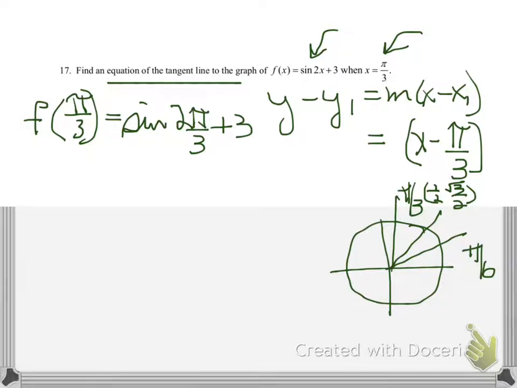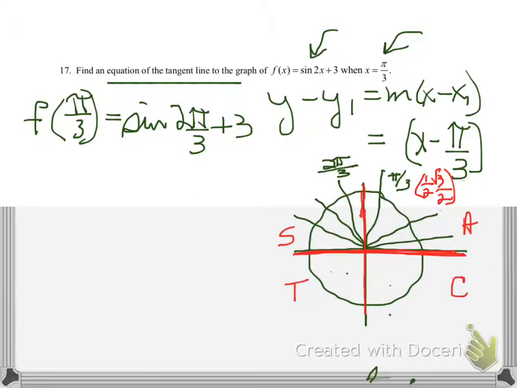I need 2 pi over 3. 2 pi over 3 is just going to be in the second quadrant. So where will that be? If this is where pi over 3 is, well, let me see. I've kind of gotten this a little crooked. So let me fix this and get right back to you.